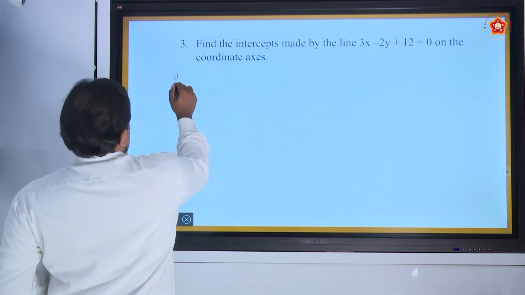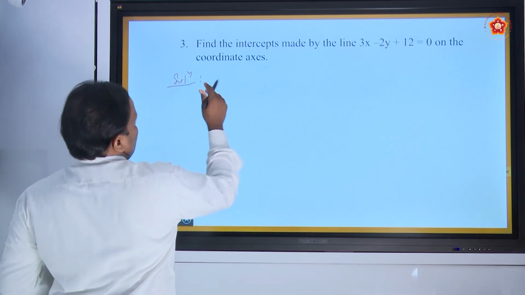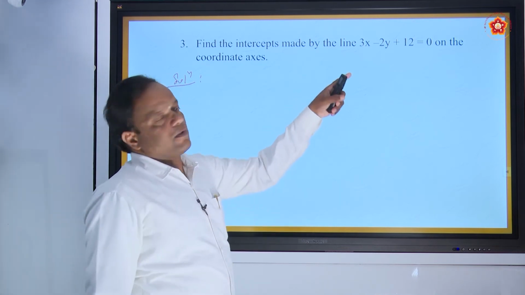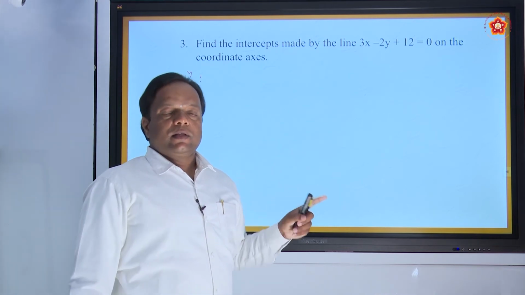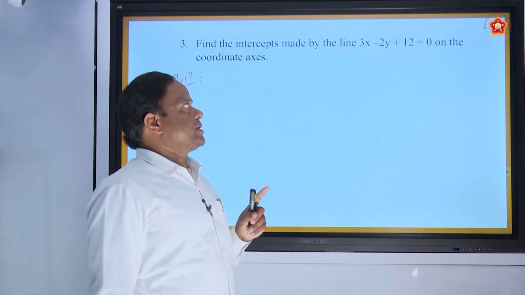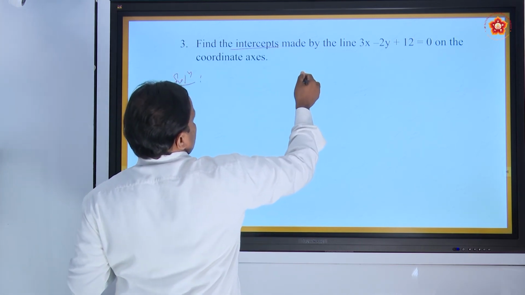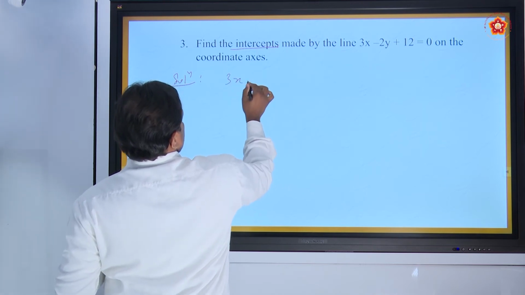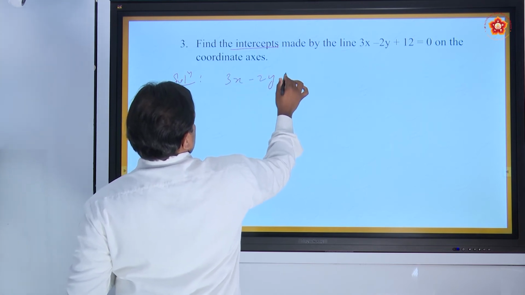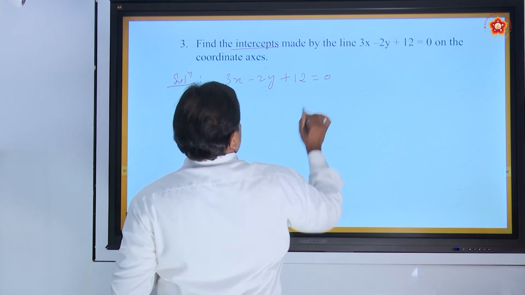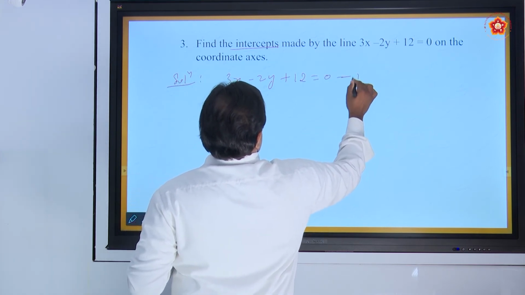I think here is a different question. The line equation is given in general form, Ax plus By plus C equal to 0. Then you have to find the x and y intercept. This is the question actually. You have to find the x intercept and y intercept made by the line. The line equation is given here, 3x minus 2y plus 12 equal to 0. I call it equation number 1.